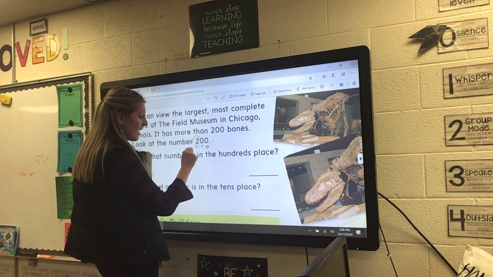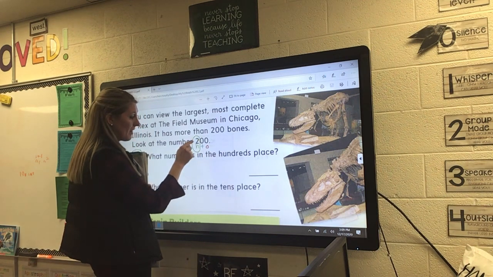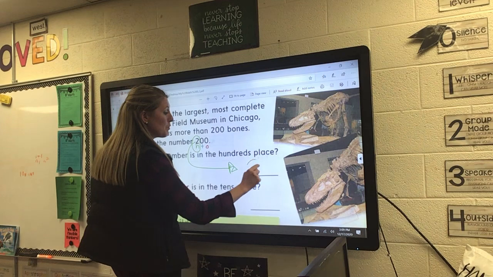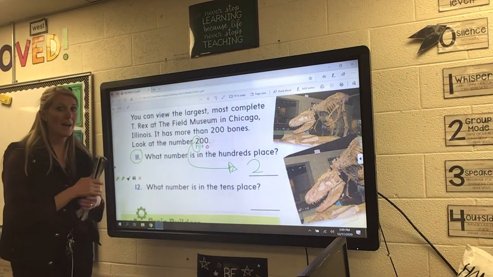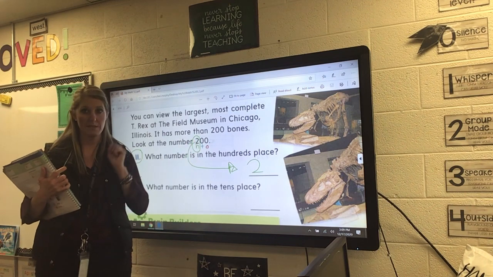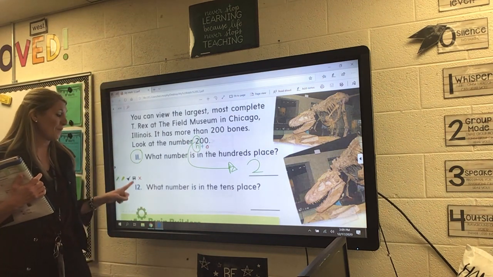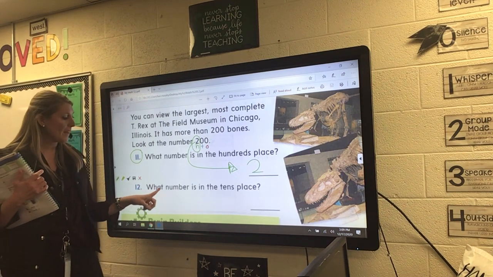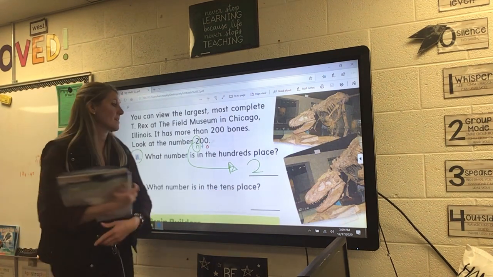So if I look right here, the digit in the hundreds place is the 2, because I have 200. So on that line, I'm going to write a 2 because there are 2 hundreds. Now, this is the tricky part, but I think you can get it. On number 12, what number is in the tens place?